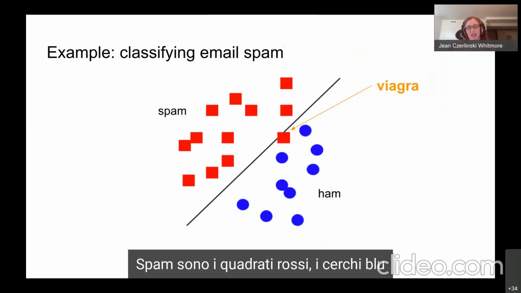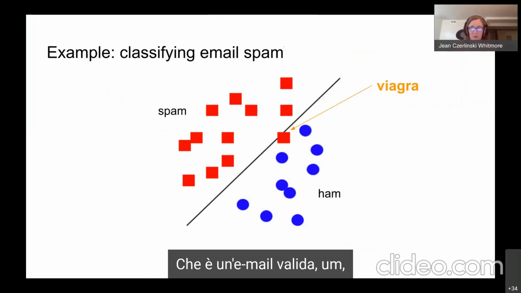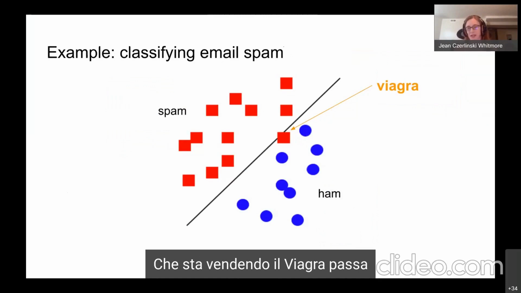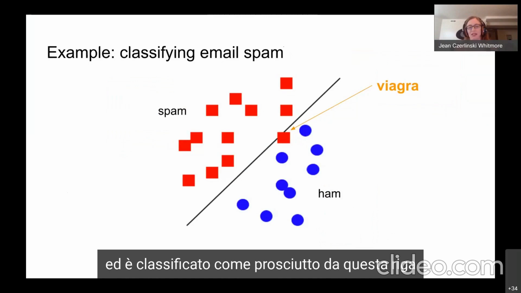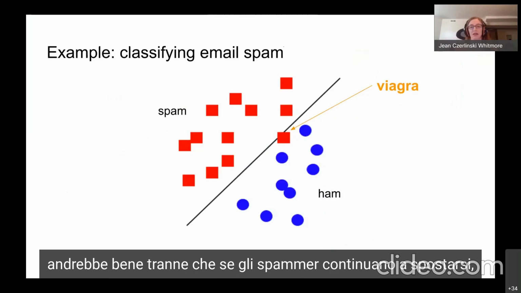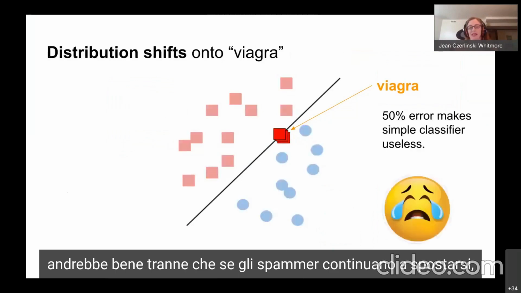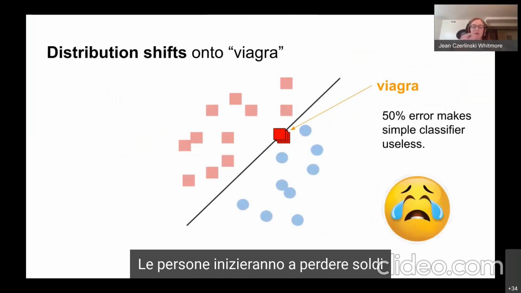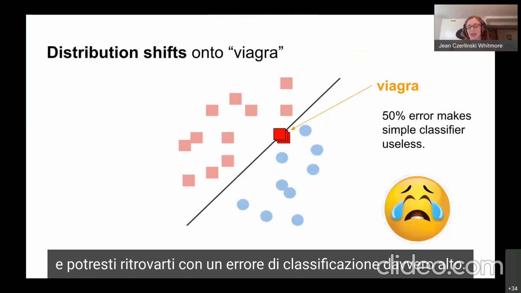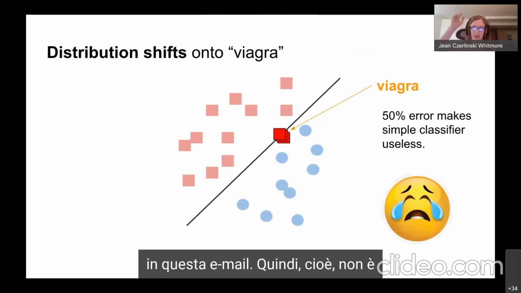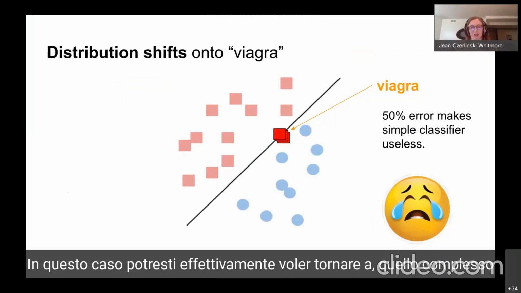Here's another example. Let's say we want to classify spam, though. Spam are the red squares. The blue circles are what's called ham, which is valid email. But now suppose that an email with the word Viagra in it, which is selling Viagra, gets through and is classified as ham by this line, but as the red square shows, it's actually spam. That would be okay, except that if the spammers keep shifting, if they shift the distribution and send more and more email with Viagra, people are going to start losing money, and you can end up with a really high classification error, because it's not just 1 in 20 now, because they're piling up all the errors in this one email. So that's not so good.